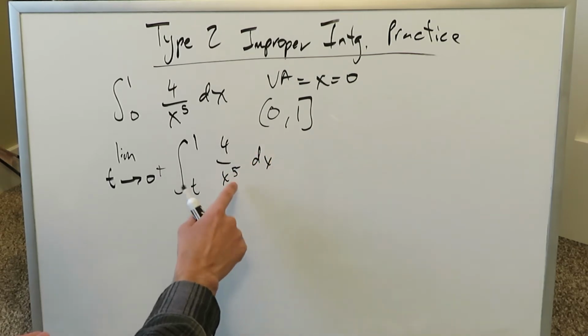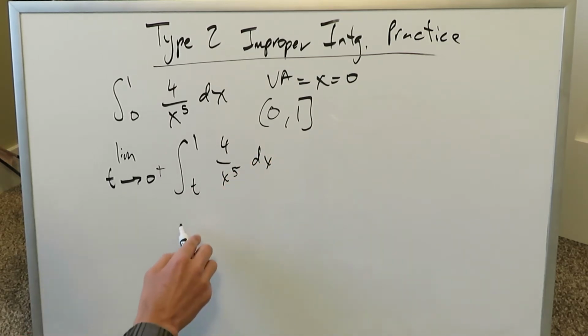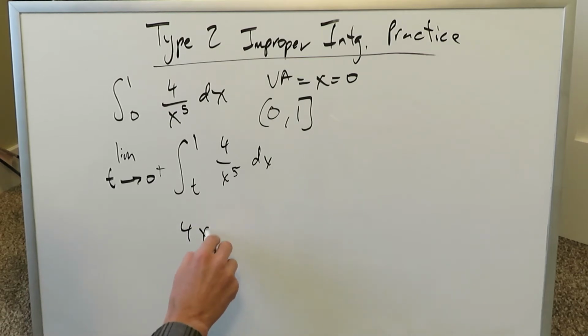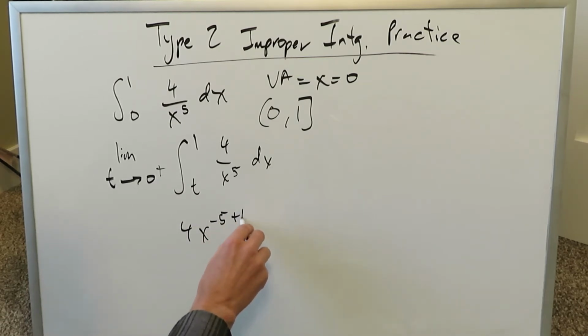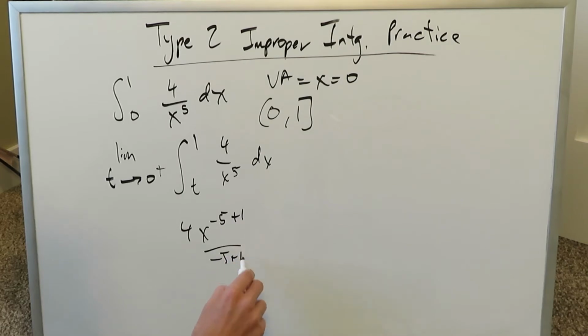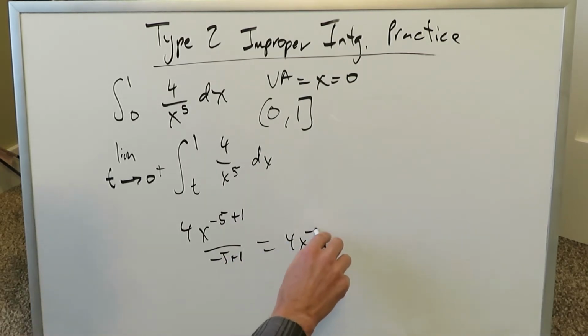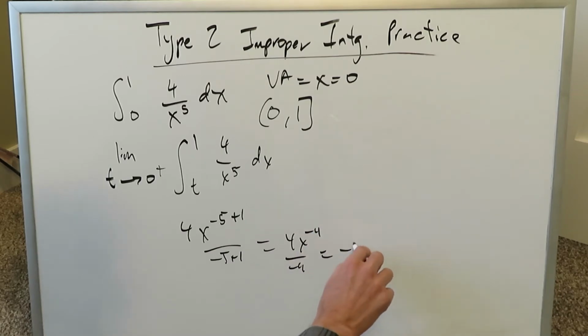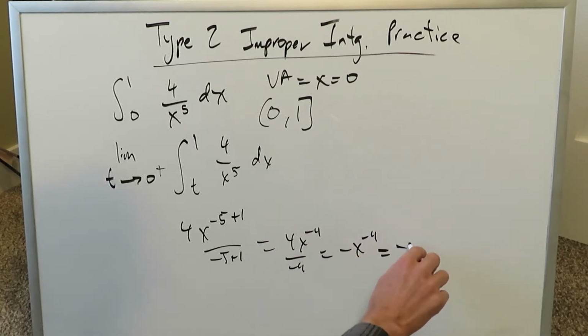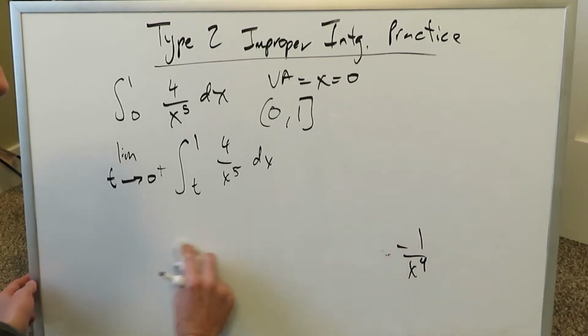You know this right here is an easy one in terms of its antiderivative. We can come down here and do it. We have 4x to the power of minus 5. You'll do plus 1, and then minus 5 plus 1. That's exactly how this will play out. What are you going to get? You'll have 4x to the minus 4 over minus 4. You'll have minus x to the minus 4, which is minus 1 over x to the 4th. That right there is your antiderivative.